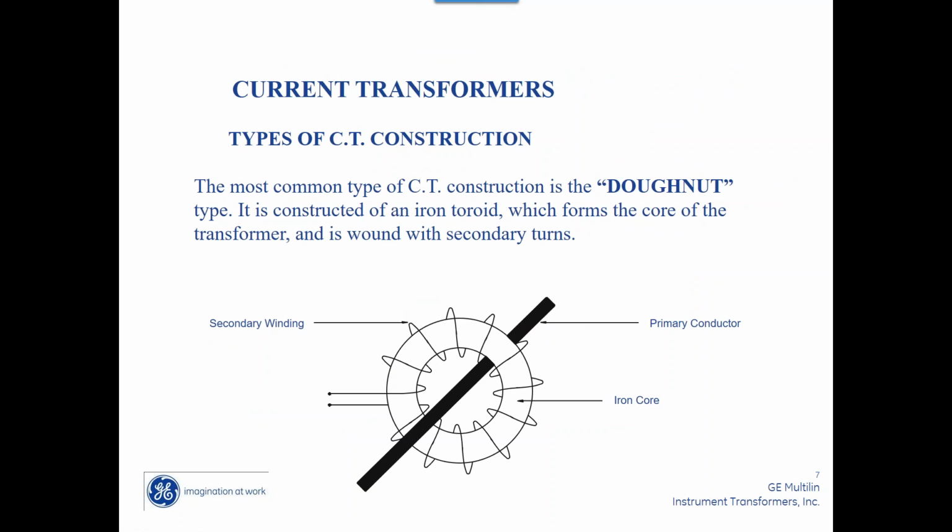So let's talk about what a CT is. A CT physically is very simple. All you have is an iron core and some wire. A piece of conductor goes through the center, and then there are wrappings around the secondary, and the ratio of how many wires are wrapped around determines our ratio.